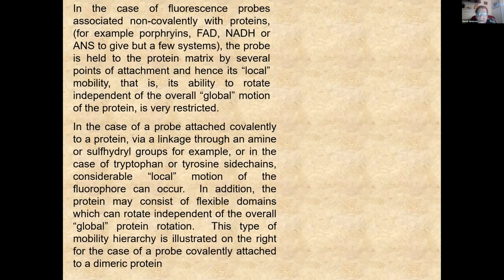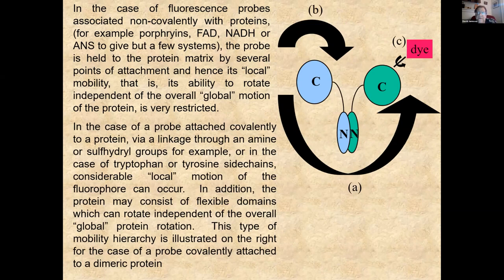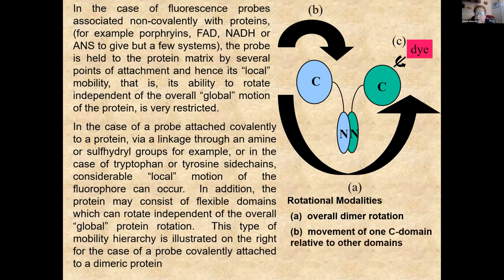Now, if it's attached covalently via linkage with an amine or sulfhydryl group, or even tryptophan or tyrosine as a local fluorophore, you get local mobility. Things can rotate around the point of attachment. So I'm trying to illustrate that here. Let's look at the rotation modalities of this dimeric protein. You have the overall dimer rotation. You have movement of one domain, the C domain, relative to the other domains, and you have rotation of the dye around the point of attachment. So all of these will contribute to the observed polarization.